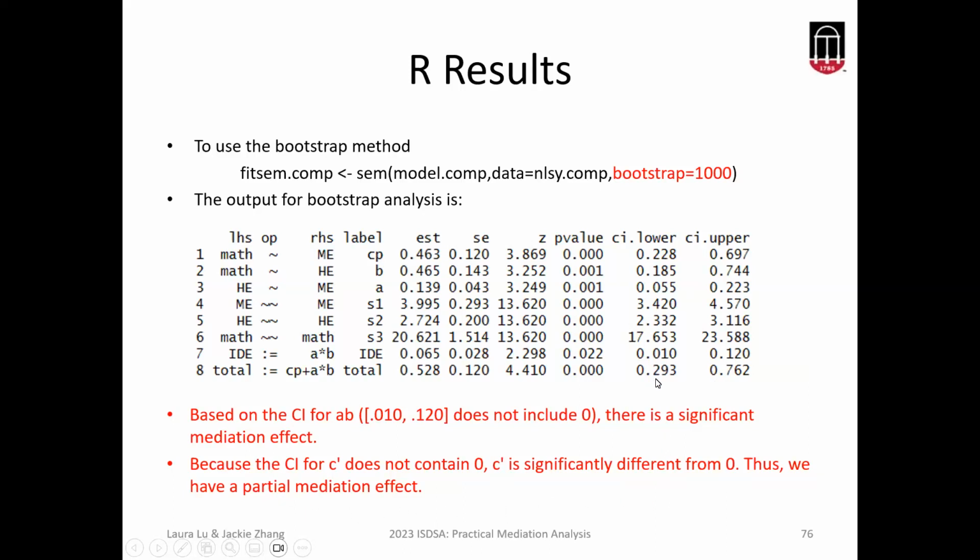So what does that mean? Total effect, significant. Indirect effect, significant. Let's check the C prime, the direct effect. Lower bound, upper bound, 0 is not inside this interval, so it is significant. So the direct effect is also significant. So it is a partial mediation model. Partial mediation model.